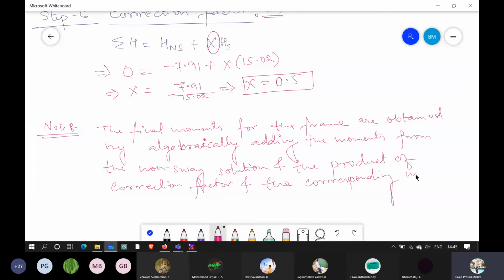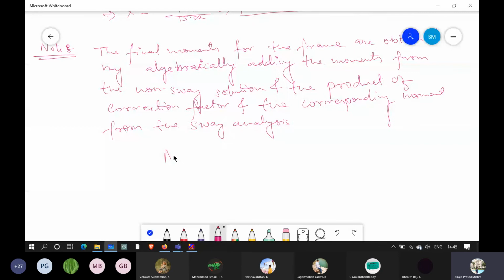Now what does this mean? This is like MAB equals small MAB plus X into M dash AB. This is for the final sway analysis. Small MAB is the moment without considering sway, M dash AB is the moment considering sway, and X is the correction factor.